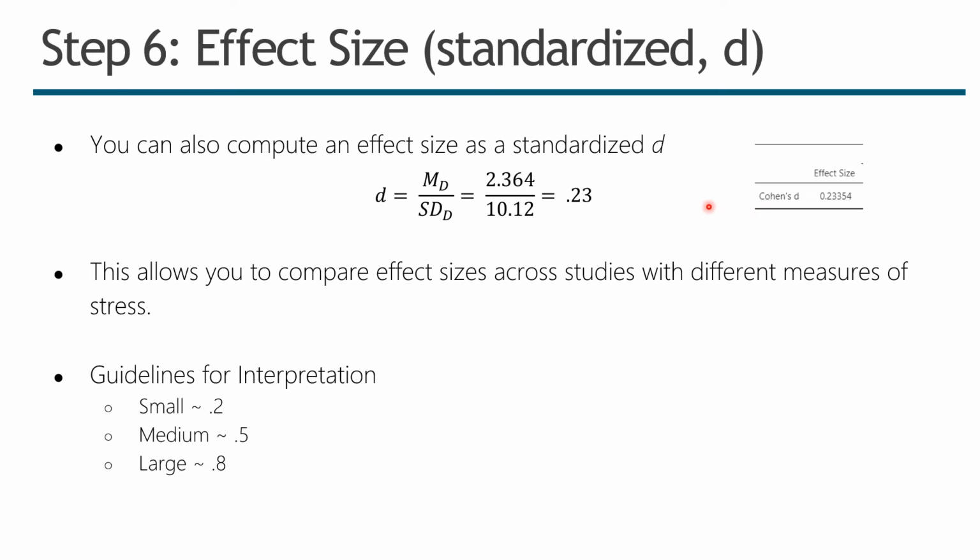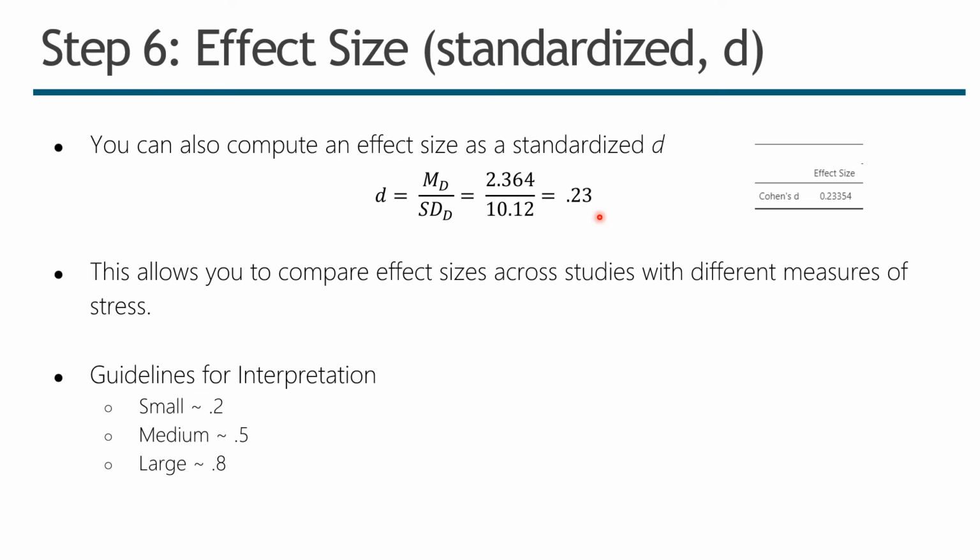Jamovi, interestingly, does not give you the standard deviation of the difference scores. I had to generate this myself. You just get it by taking the standard error of the mean of the difference scores and multiplying it by the square root of n. Not all programs give D, but those that do often give this version of D. There are other ways to compute D.